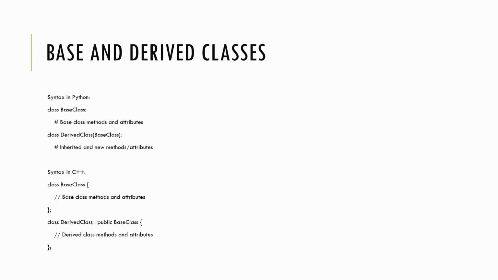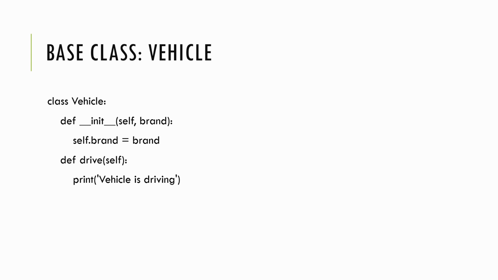Inheritance is implemented using base and derived classes. In Python, the syntax is straightforward. We have base class methods and attributes and inherited and new methods or attributes. Both Python and C++ let you reuse functionality while enabling extensions in derived classes. Let's look at a simple example.